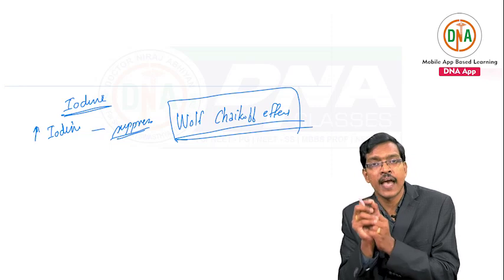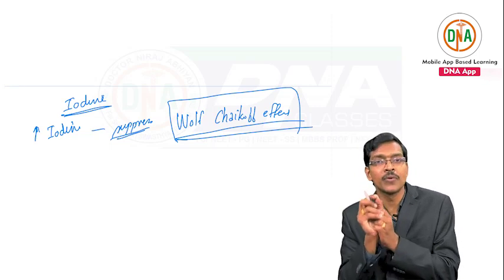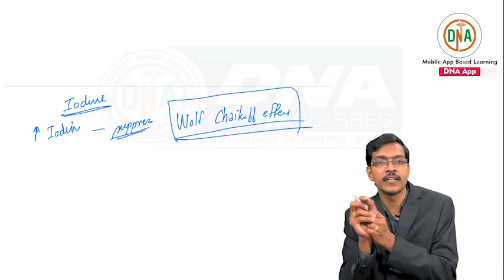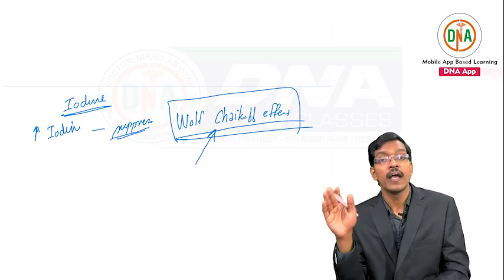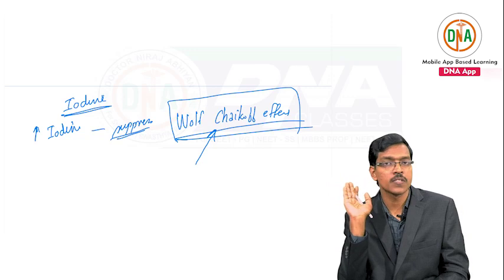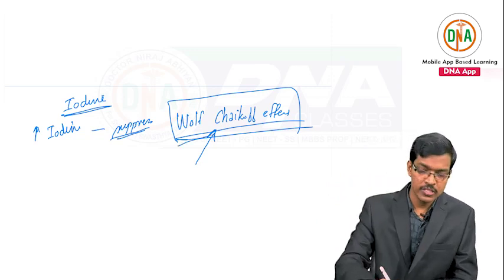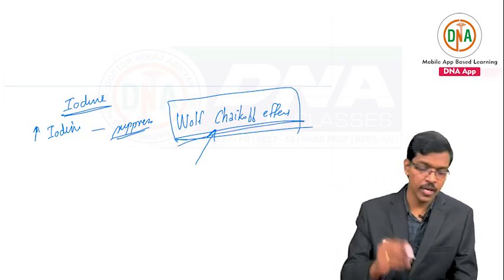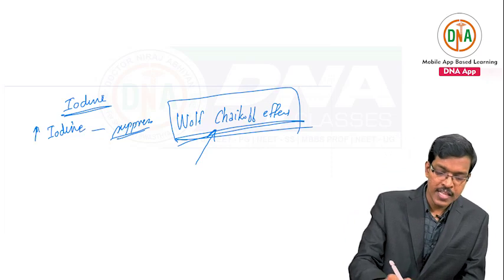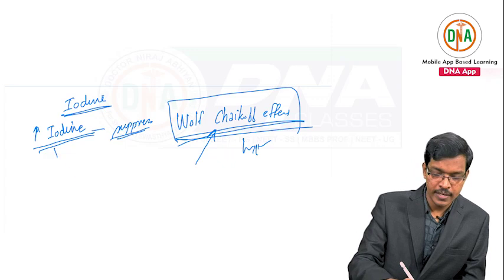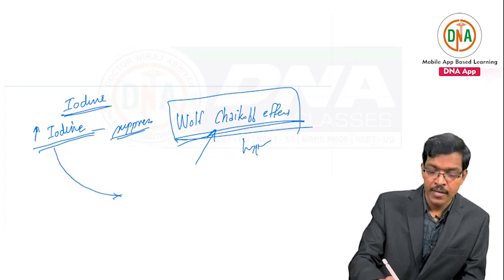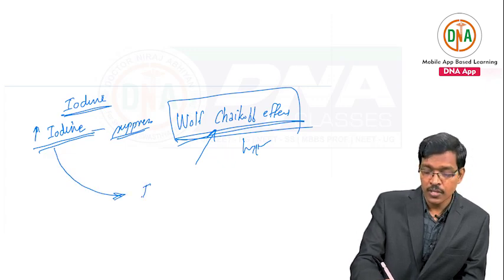But if a patient has an autoimmune thyroid disorder like Hashimoto's thyroiditis, the gland will not be able to recover from this Wolff-Chaikoff effect and the patient will develop hypothyroidism. So that is regarding the Wolff-Chaikoff effect. Excess iodine can produce hypothyroidism. Similarly, excess iodine in a patient with iodine deficiency.